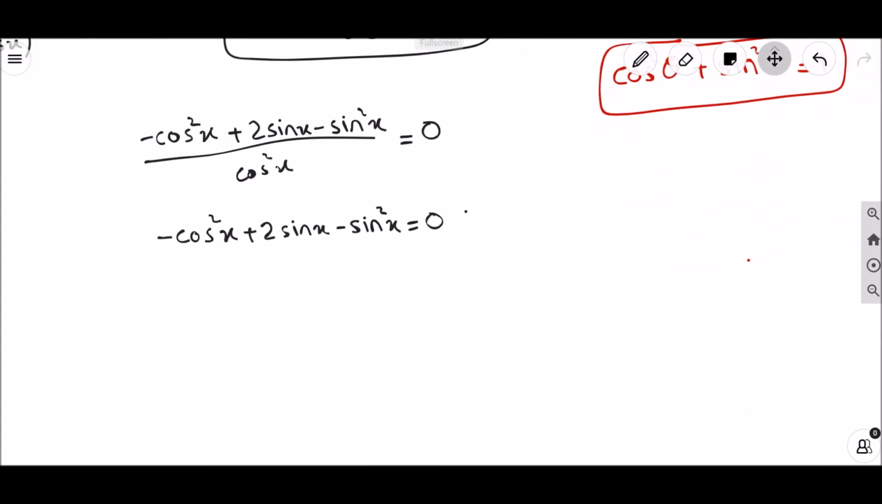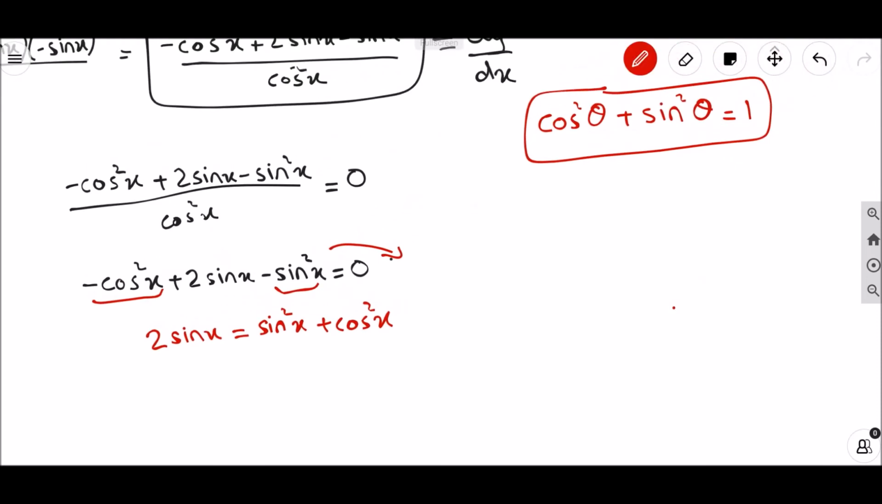So I'm going to rearrange this equation by bringing the cos square and the sine square to the right side. So it will become 2 sine x is equal to sine square x plus cos square x. Now we can substitute 1 in place of sine square x plus cos square x. We are using this identity right here. So it will be 2 sine x is equal to 1.